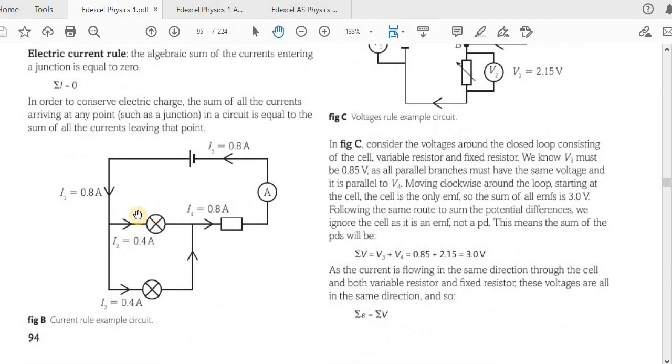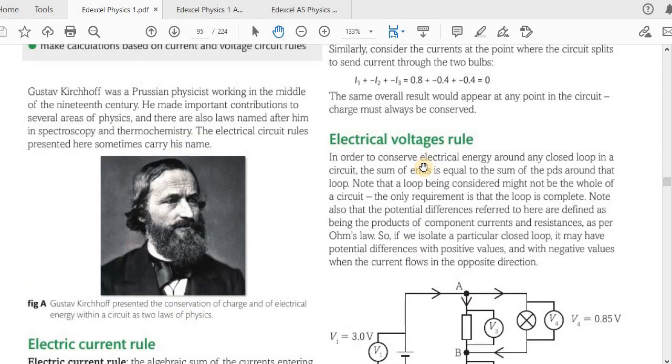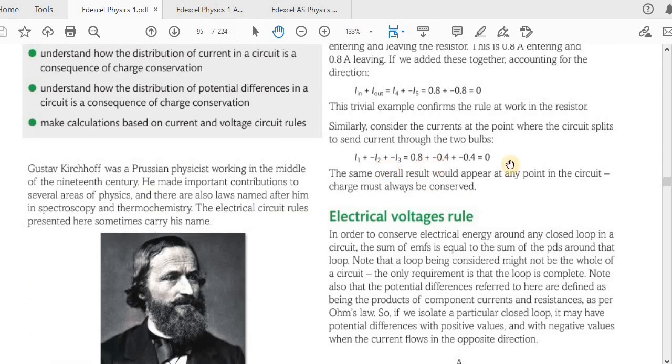You can even do it by yourself. I already showed you. Here, if you add this and this, that is equal to this. If you take just this point, let's say the point right here, the total current entering that point is 0.8, and the total current leaving is 0.8. So if you bring all the terms to one side, it is 0. That's what we mean by the algebraic sum. That is Kirchhoff's first law, and it is shown here also.